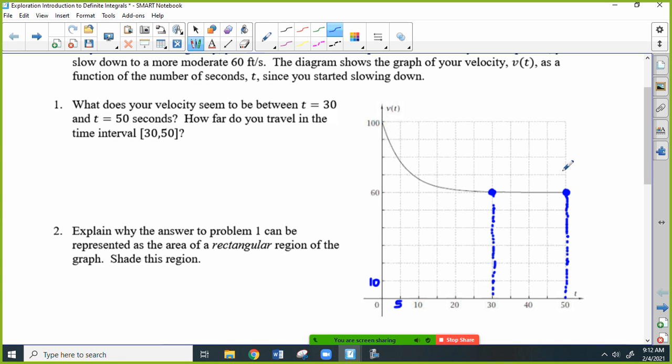Good, Nick. Anybody else? Right, I'm looking for a velocity during this time interval. What does the velocity seem to be? Good, Fuad. Philip, are you there? All right, what do you think the velocity is? Do you agree with Fuad?